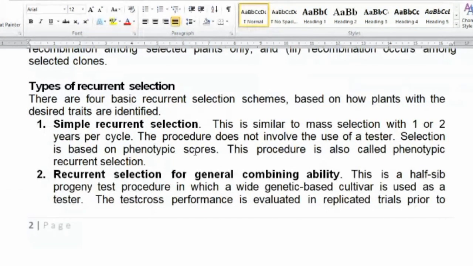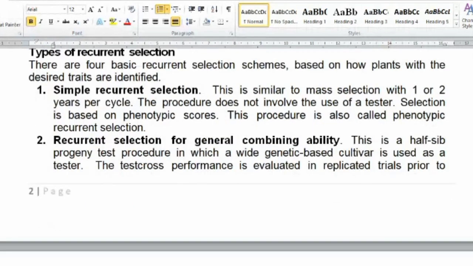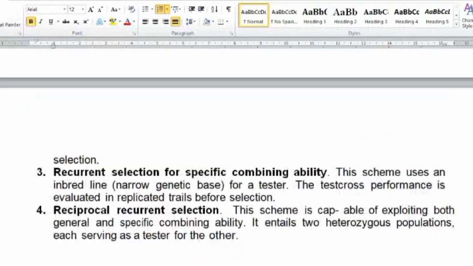So there are several types of recurrent selection. There are basically four different types of recurrent selection schemes. We have simple recurrent selection, recurrent selection for general combining ability, recurrent selection for specific combining ability, and reciprocal recurrent selection.